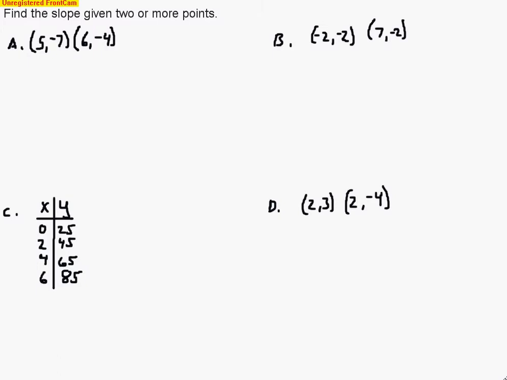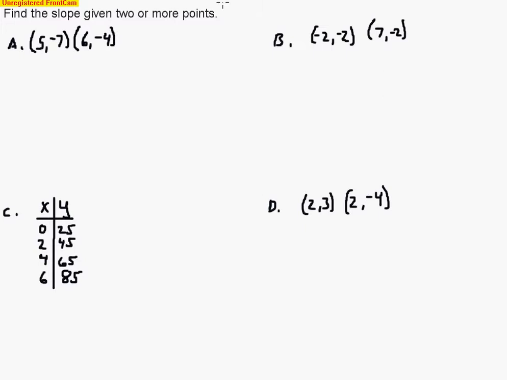The next set of directions in this lesson asks us to find the slope given 2 points, or sometimes we'll have more points than that. So we've got a variety of different types of problems that we could end up seeing. So let's take a look at the first one here. So remember what I said before we go on here.